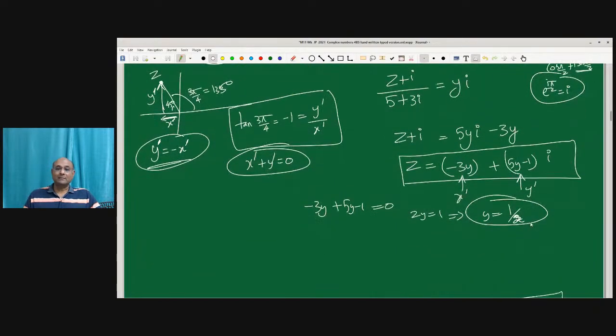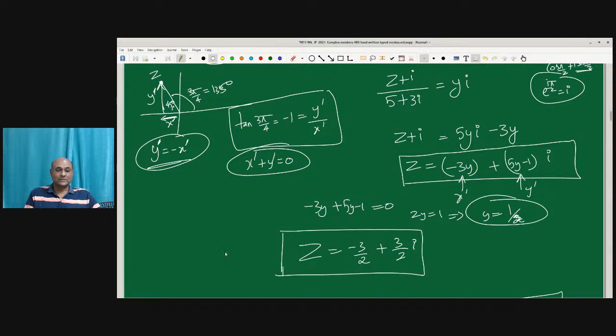But if y is half, I know what z is. Just substitute for y. So z is minus 3 by 2 plus 5 by 2 minus 1, which is plus 3 by 2 i. Notice that this is minus 3 by 2 plus 3 by 2 i. So this is where the point is. This is 3 by 2 and this is 3 by 2, but this is in the negative direction. So minus 3 by 2 plus 3 by 2 i. And you can see that this angle is 45, this angle is 135, which is 3 pi by 4.